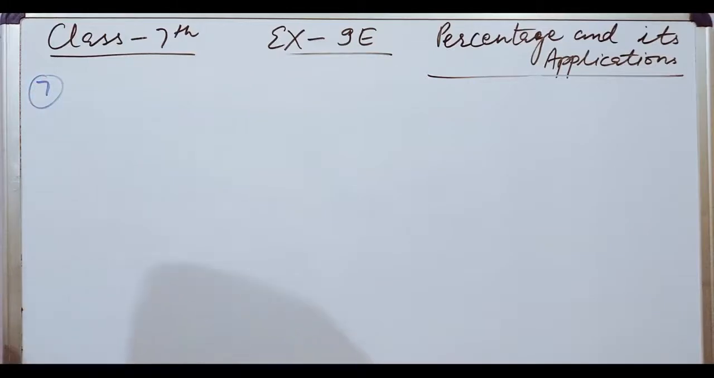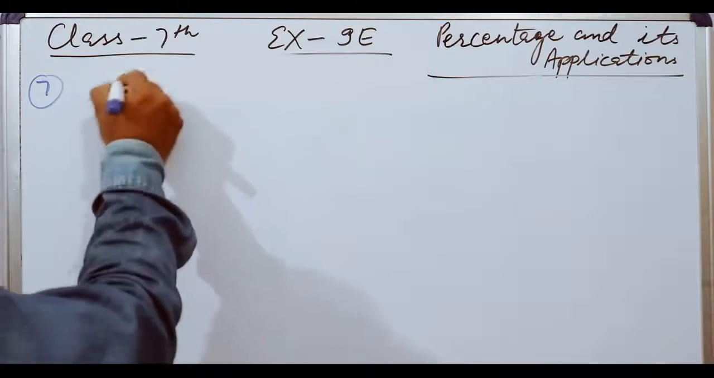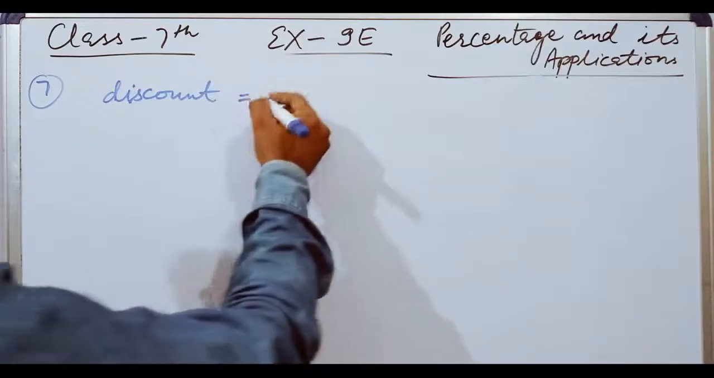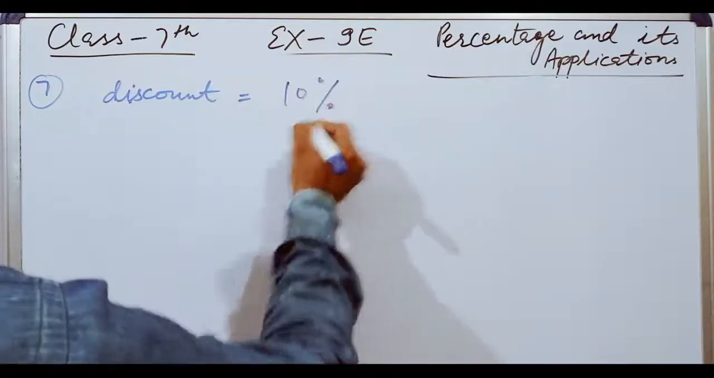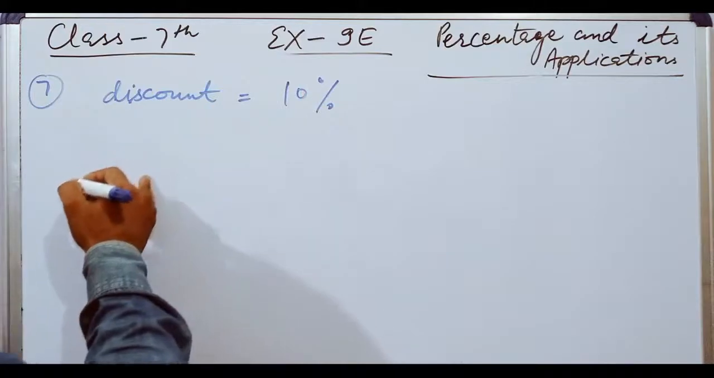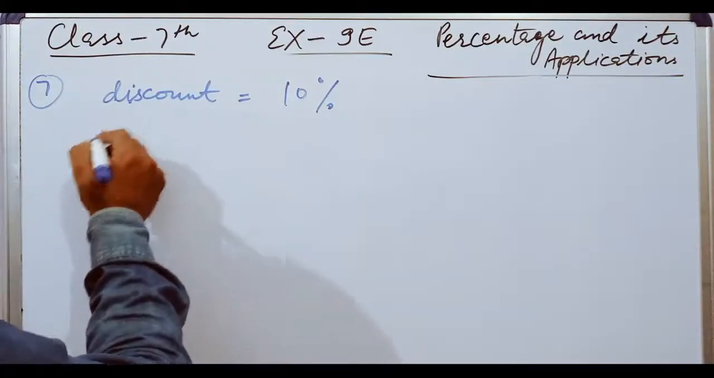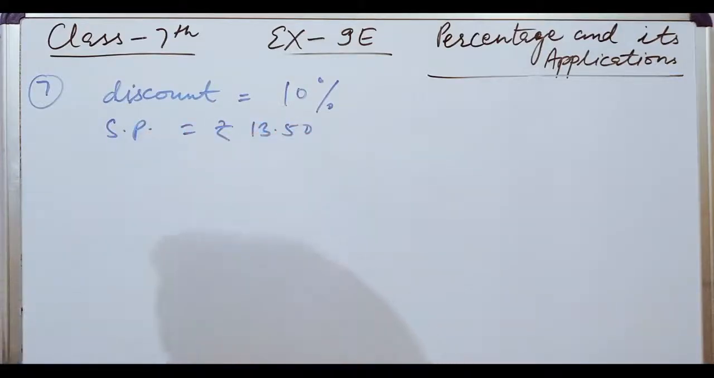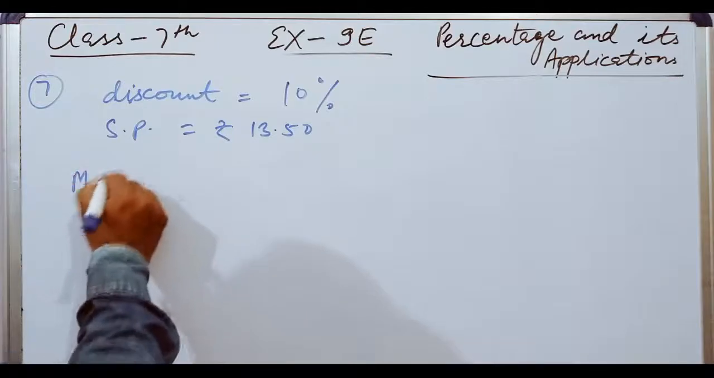Question 7. A shopkeeper gives a discount of 10% for a cash payment. At what price is an article marked if its cash price is rupees 13.50? Discount equal to 10% and SP equal to rupees 13.50, and at what price is an article marked, means marked price we have to find.